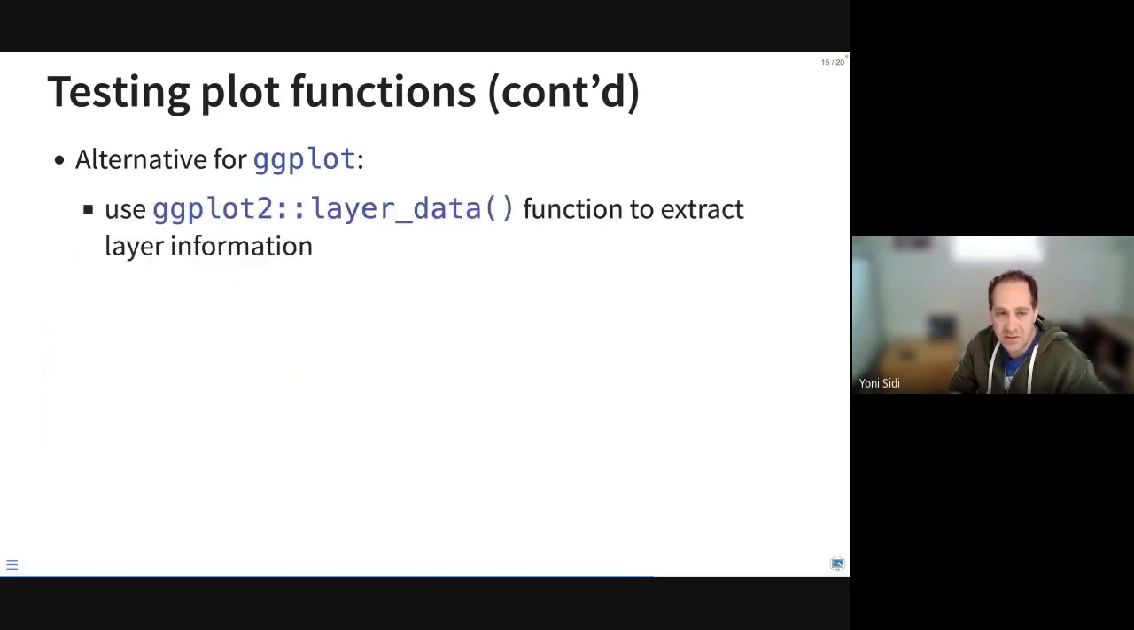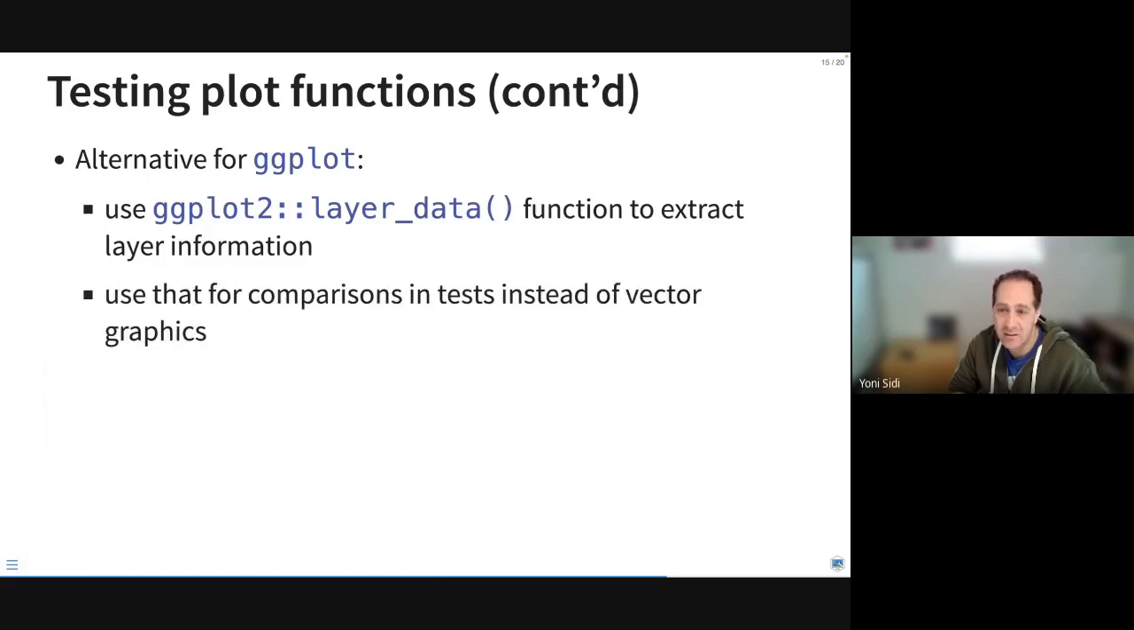So one alternative for ggplot is to use the layer_data function to extract the layer information, and then use that as an expectation object to compare. You can then break down that layer data into specific things within that object, and write more fine-grained tests to see if a specific aesthetic or something about the layer changed from what you're expecting. So that will be much more productive than going against a vector graphic.